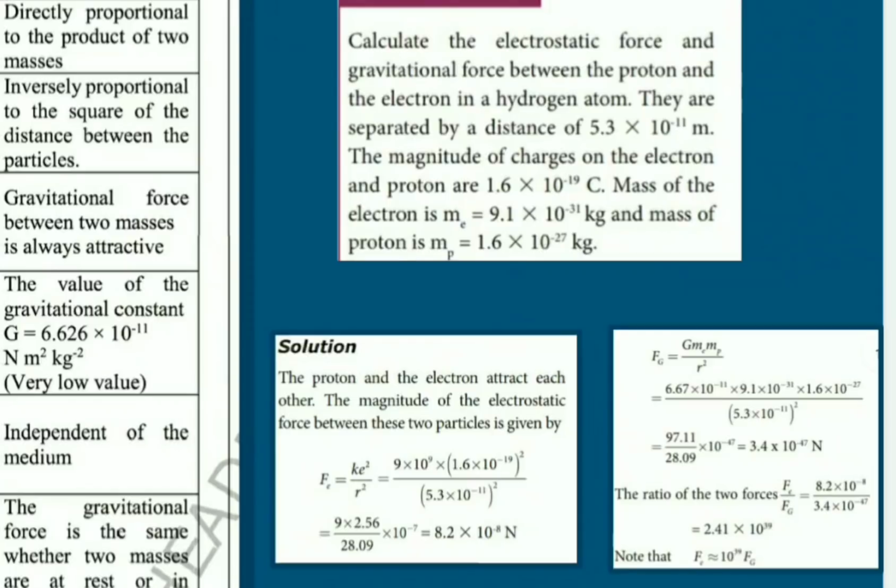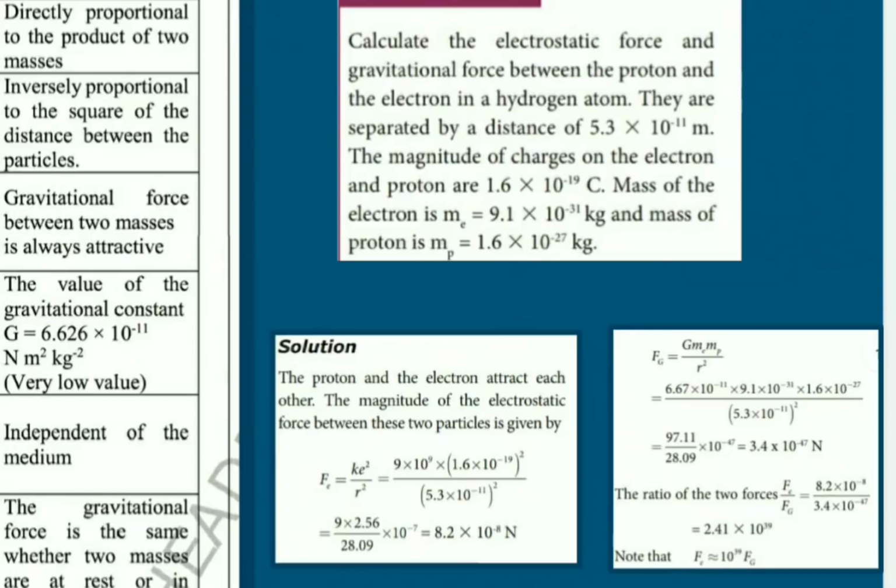Here you can see that they have substituted the value of G as 6.67 into 10 power minus 11, which is actually the correct value. Then we are substituting the mass and distance, and we are finding out the force, and it is equal to 3.4 into 10 power minus 47. So we are dividing them both, Fe by Fg.